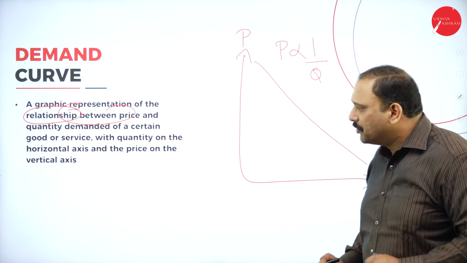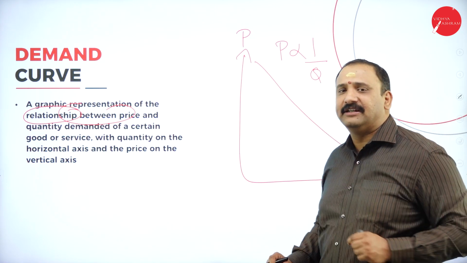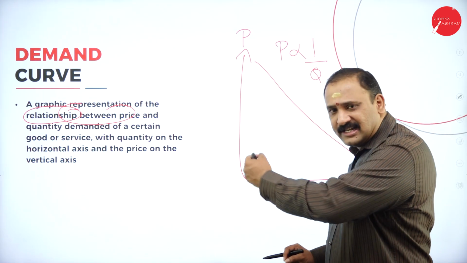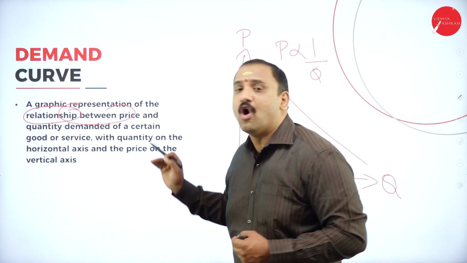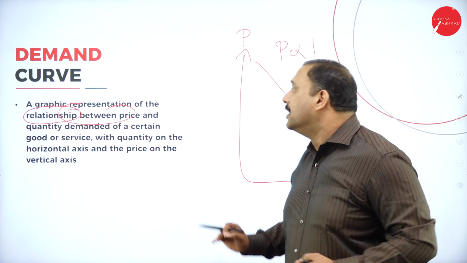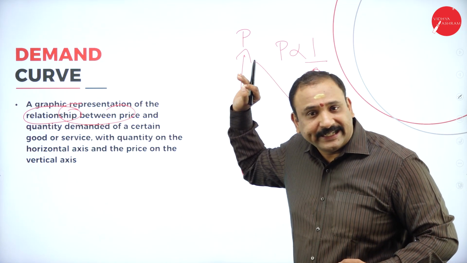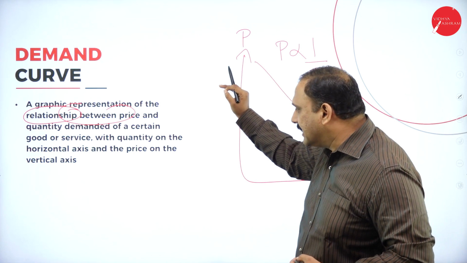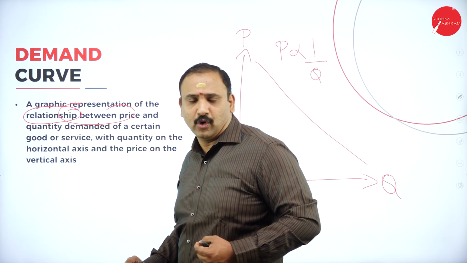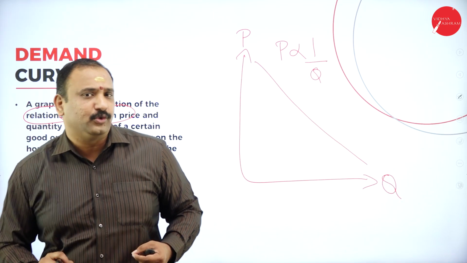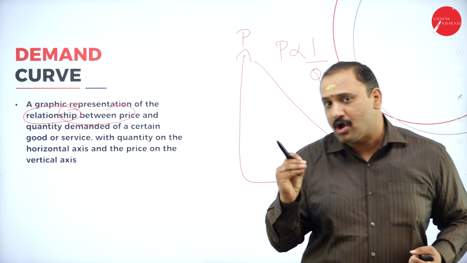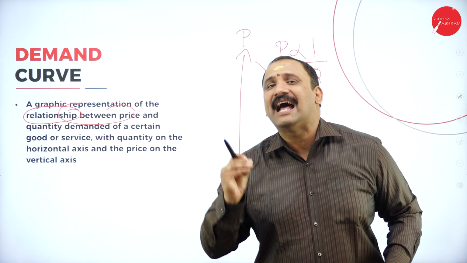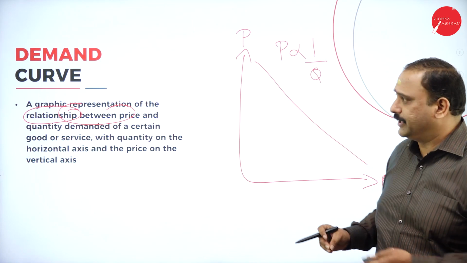So in short, whenever we talk about demand curve, it has to be written in this following way: a graphic representation of relationship between the quantity demanded and the price of a certain good. So whenever you are going to talk about two terms in a relative manner, you are not going to talk about it in an actual manner altogether.